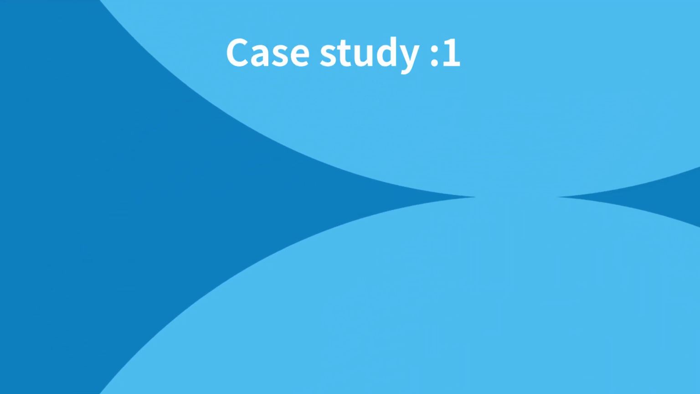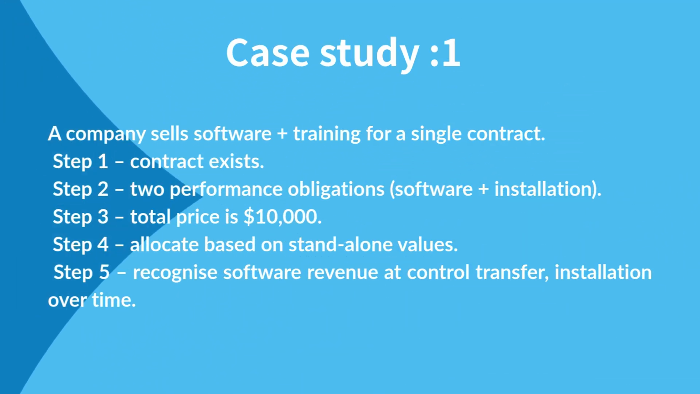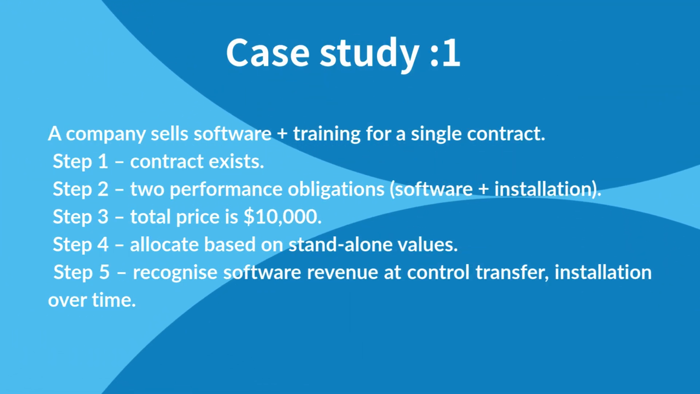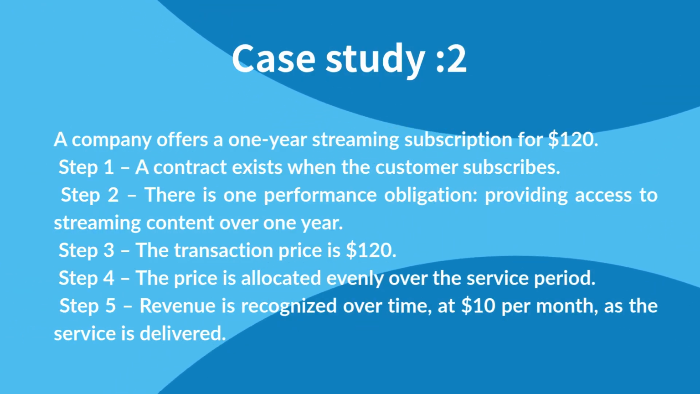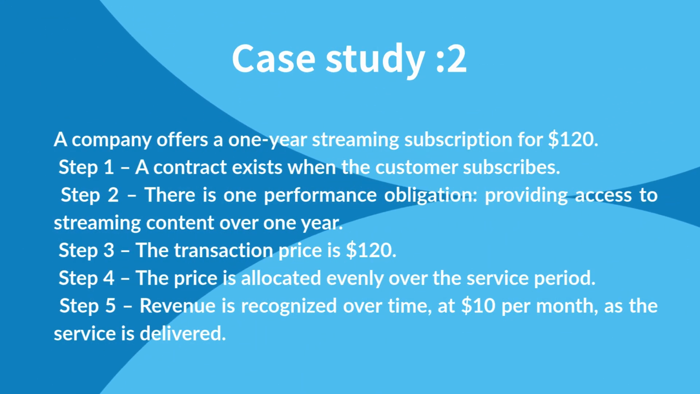Here are a few real-life examples to make it clearer. Imagine a software company sells software along with training. The revenue for the software is recorded at delivery, but the training happens over time, so that revenue is spread out. Or a streaming service with a yearly subscription, revenue is recognized each month as the service is provided.